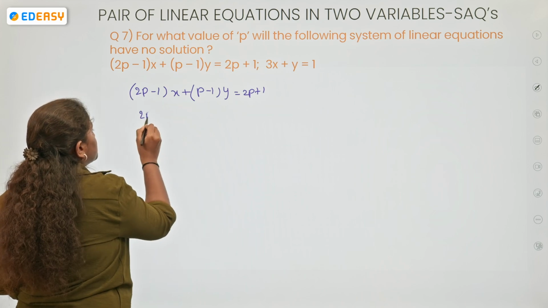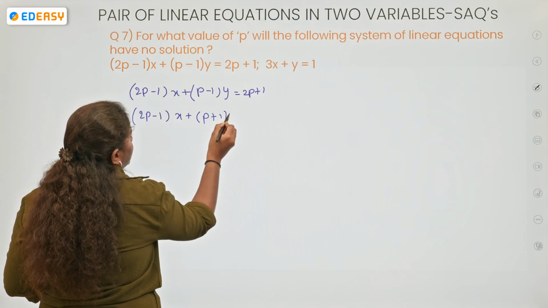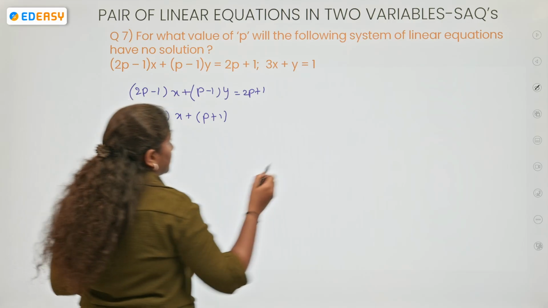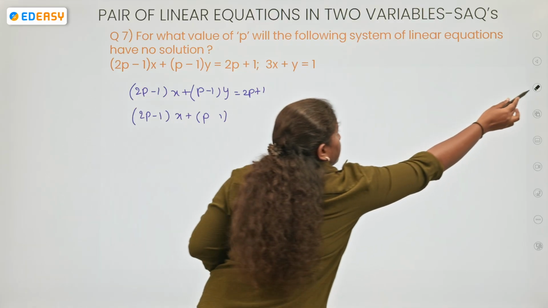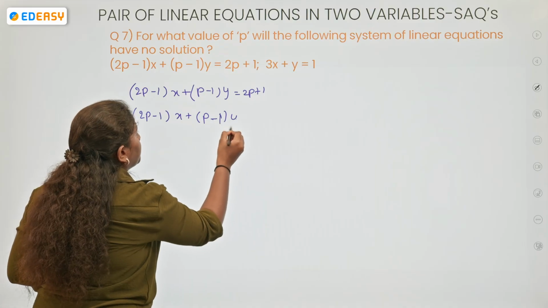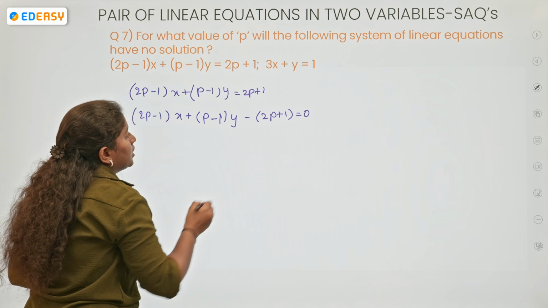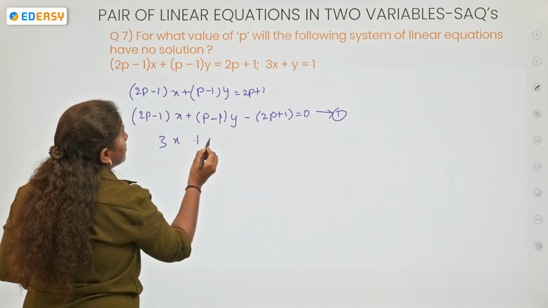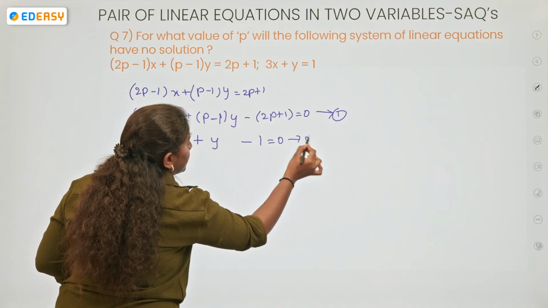So that becomes 2p minus 1 into x plus p minus 1 into y minus of 2p plus 1 equals 0. Okay, this is your equation 1. And coming to your second equation, 3x plus y equals 1. So that means 3x plus y minus 1 equals 0. This is your equation 2.